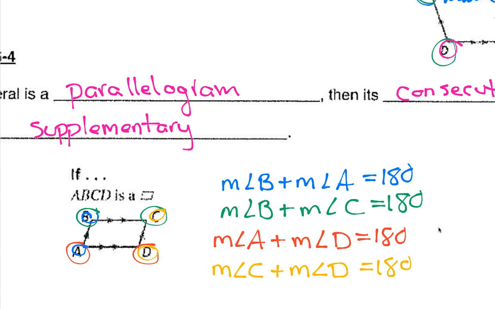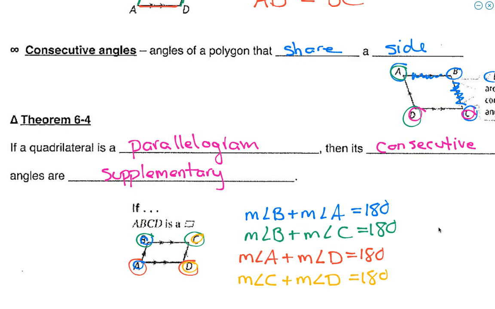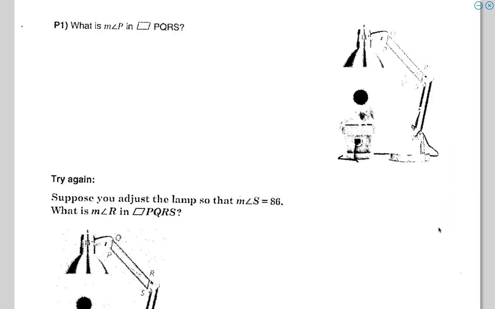Now, the way I wrote them, hopefully you noticed something here. B is matched up with A and C. D is matched up with A and C. A and D, D and C, B and A, B and C. And we'll come back to what hopefully you caught on to there.